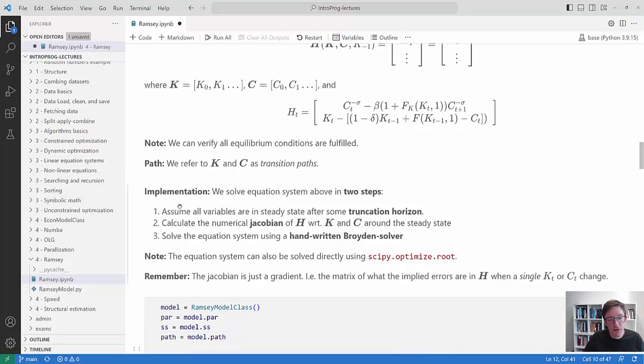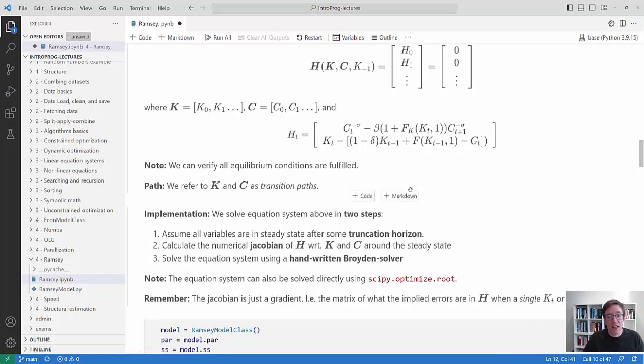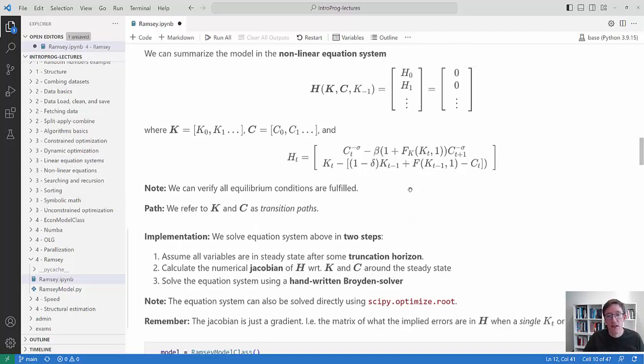First we will assume that all variables are in steady state after some truncation horizon. By this I mean that at some period, let's say 200 periods, 500 periods into the future, we will be back at steady state no matter where we start. In that sense, we can think about this as only being 200 or 500 periods long vectors instead of infinitely long vectors, which we cannot handle on a computer.